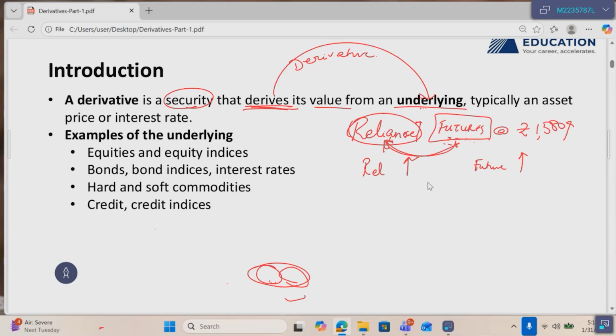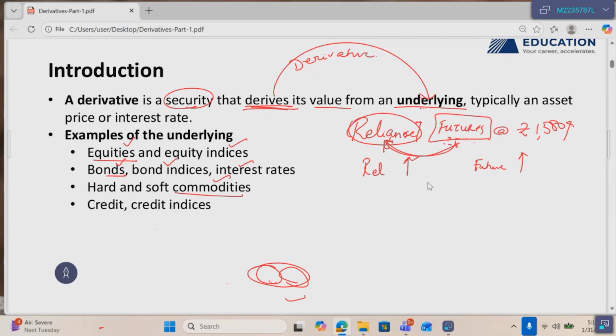The underlying could be equities, shares, or indices also. I could take a derivative of the Nifty, with the Nifty index going up or down. It could be bonds, bond indices, or interest rates. It could be commodities also, like onions, tomatoes, or metals like gold and silver. I could have derivatives on that price. When the silver price goes up, the futures contract depends on the value of gold and silver, right?